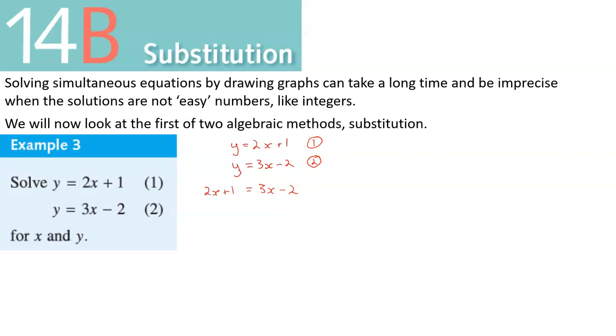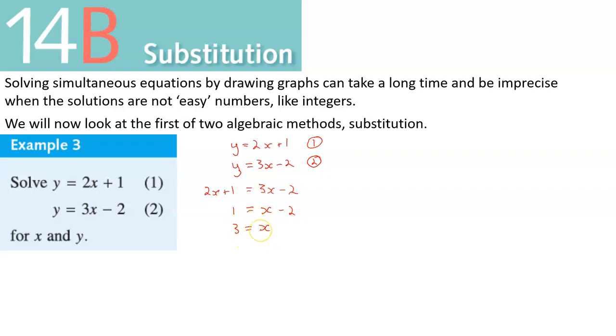So my first step is going to be to collect all of the x's on one side. I could subtract 3x or I could subtract 2x. Subtracting the smaller amount of x's makes things easier for me. So I'm going to subtract 2x from both sides. And then I'm going to add 2 to both sides.